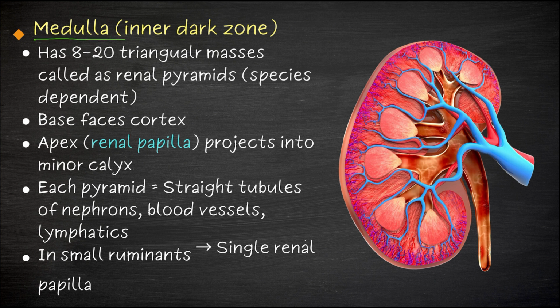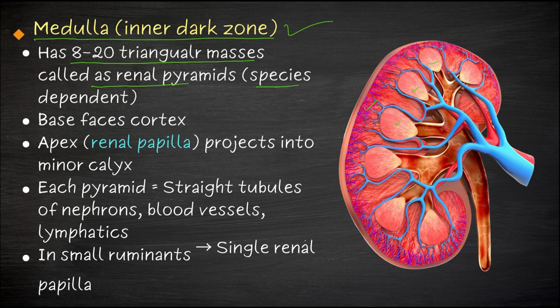Then the inner dark zone is the medulla. This is the cortex, but these are the inner dark zone. These are the medulla. The medulla has 8 to 20 triangular masses called renal pyramids, also called medullary pyramids.